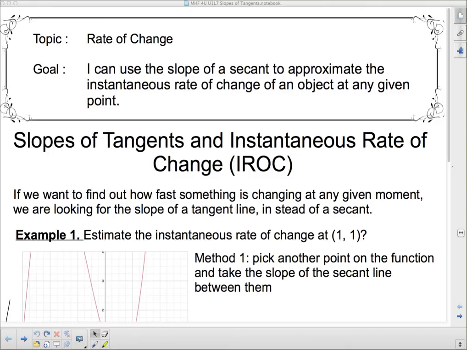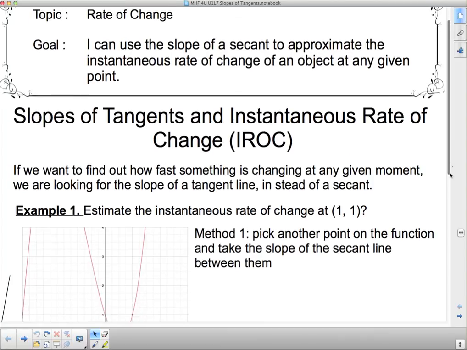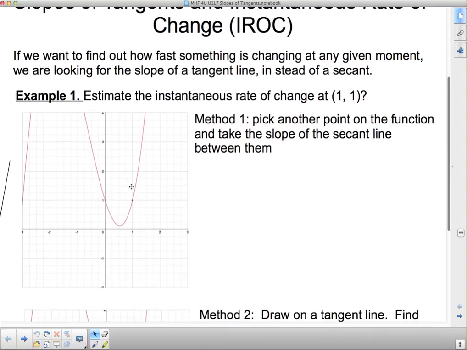So, if we want to look at how fast something is changing at any given moment, we're looking for the slope of a tangent line, not the secant line. So let's have a look at this graph here. For the slope of a secant, we put our dot on and we joined the two points and found our average rate of change, because I told you it didn't matter what happened in between, I'm only concerned with the end conditions. Well, now we are concerned with the instantaneous conditions.